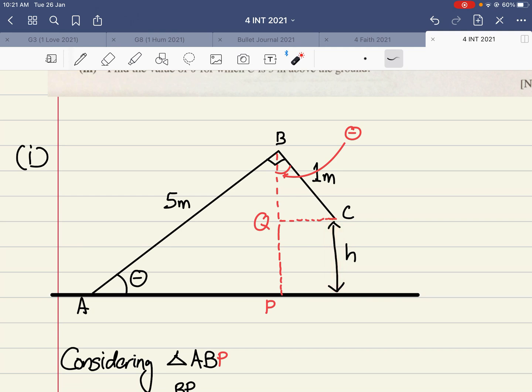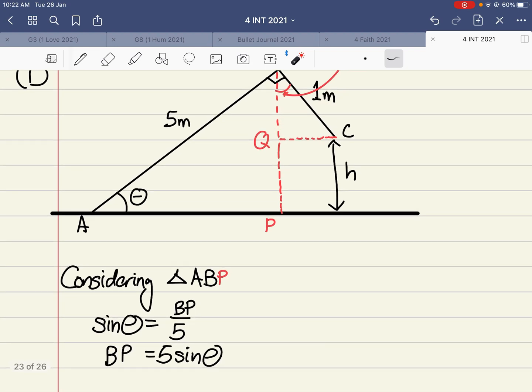I've drawn the sketch because I will need a few additional points, such that I can prove or get an expression for the height h down here. So what I've done here is this. You have noticed I've added in this extra line here and this extra line here. I've named this point Q and this point P. The objective of this is that I need to create these right angle triangles. So ABP is a right angle triangle. BQC is also a right angle triangle.